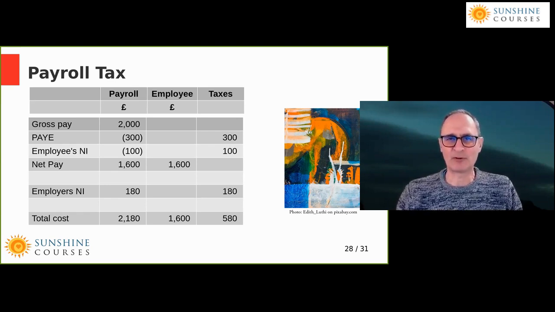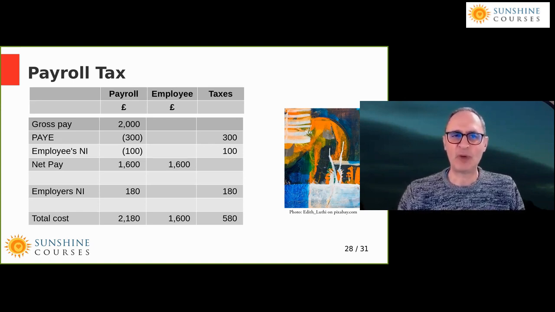But the way most payroll systems work is the government says to the employer, we don't want to do this. We don't really trust the employee. Instead, I want you to pay them net of tax. You don't pay them £2,000. You calculate how much tax they need to pay, and you pay them net of tax. You pay them £1,600. You pay the £400 that you would have paid to them to us instead. But in addition to that, we're going to tax the company another £180 just for the privilege of employing someone.